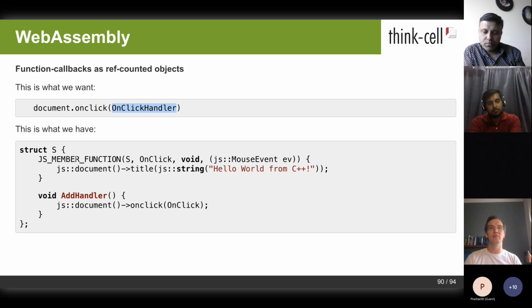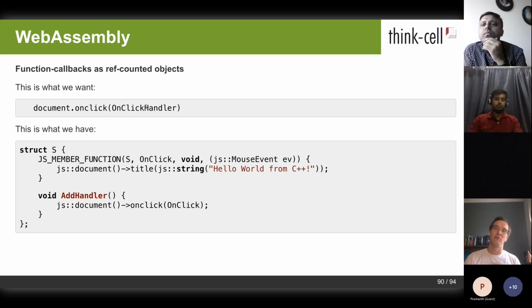So we have to create some wrapping code that I've hidden here in a macro that lets us specify this onClick handler as a valid JavaScript function object that we can pass to JavaScript. And I'll show you a little bit how that works in a second. Well, that here has one important advantage that makes programming web applications in C++ sometimes more convenient than in JavaScript.